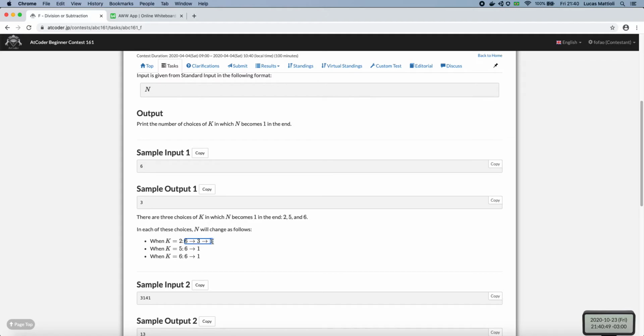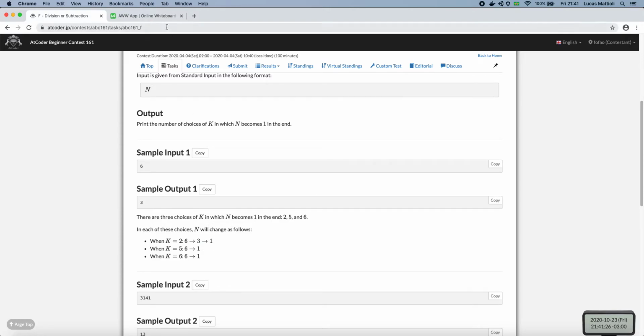So for k equals 5, we have that 6 is not a multiple of 5, so we can't divide it by k. So in this case, we subtract 5 from 6 and we arrive at 1. And in the case of k equals 6, we just divide 6 by 6 and then we arrive at 1. So if you try all of the other possible cases, which are 3 and 4, then you see that these numbers do not arrive at 1.